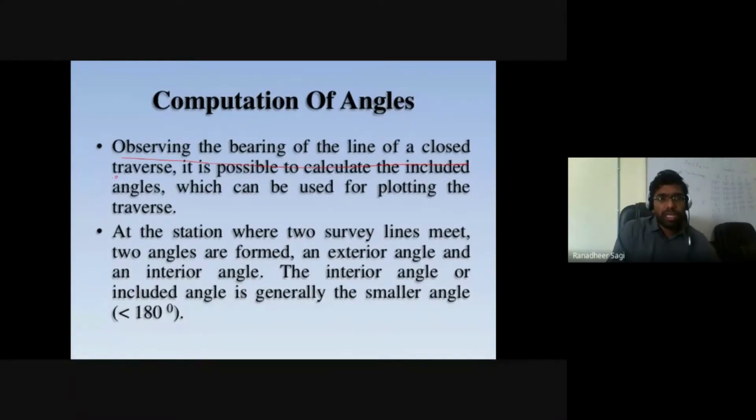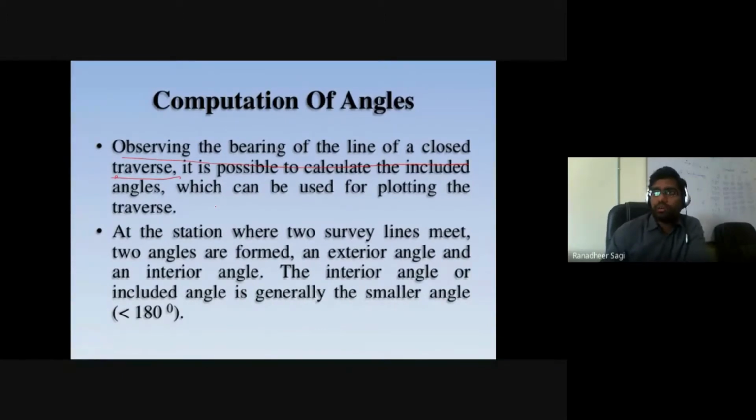It need not be the lines which are completely forming the closed traverse. Even in the case of your previous problem, we were trying to solve the included angle in the case of your open traverse also. So it need not always be a closed traverse for calculating the included angle. Whenever you have two lines at a particular station, the included angle between those two lines we can calculate, irrespective of whether it is a closed traverse or open traverse.